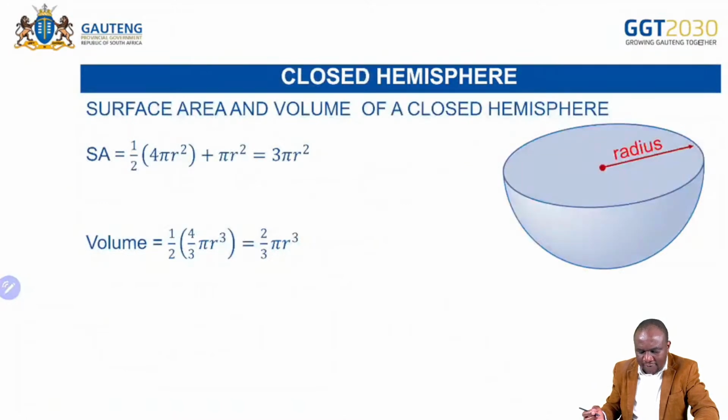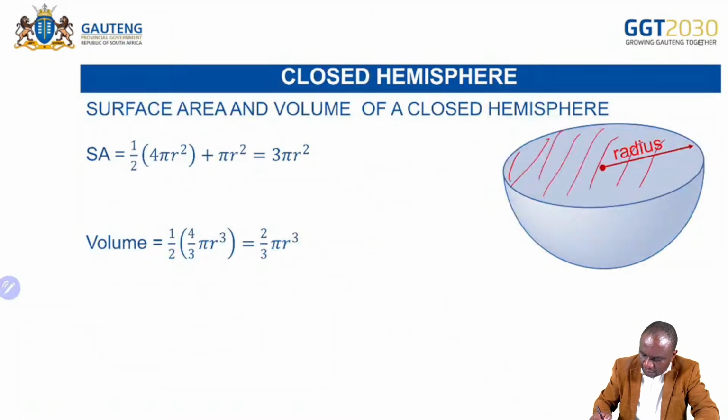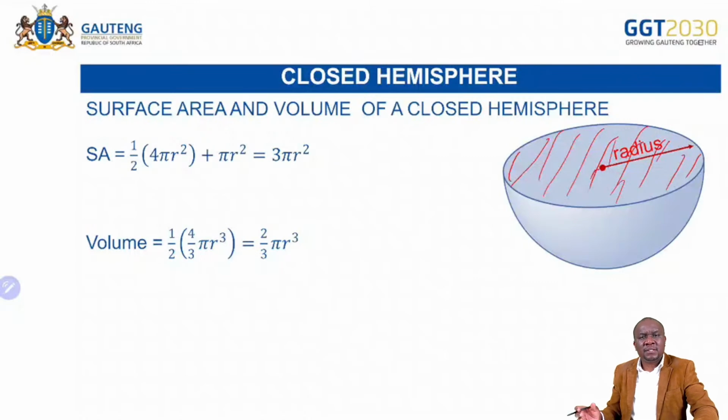What do I mean by that? It means when it's closed, this circle is also there. Just imagine, think of a tennis ball. Inside the tennis ball, there's nothing. But if you cut half of it, it will remain open inside. There's nothing on top, isn't it? That will be an open hemisphere. But if you cut an orange, for example, that top part will be there. So that will be a closed hemisphere.